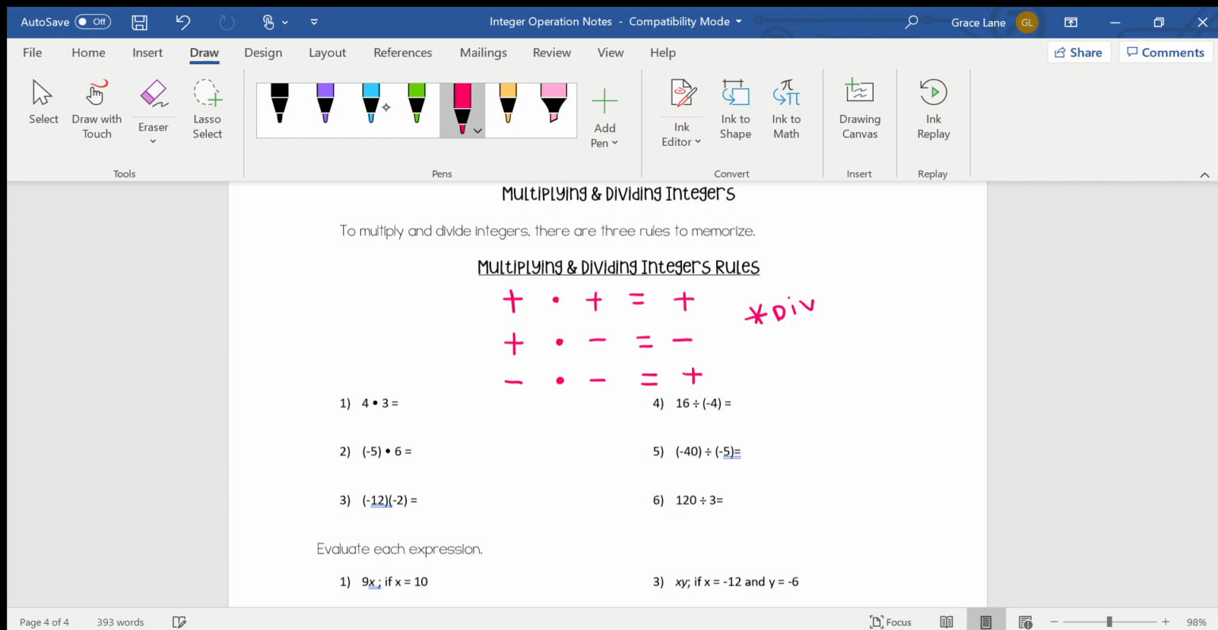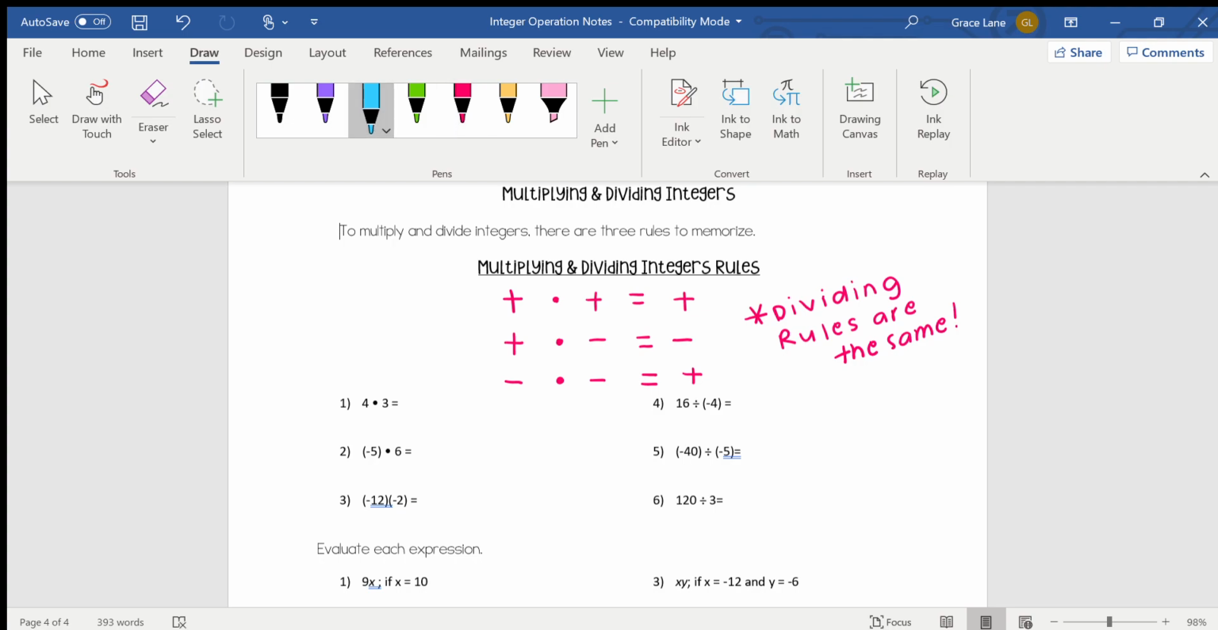And so if you think about this, anytime you multiply or divide, if the two numbers have the same sign, your answer will be positive. If the two numbers that you're multiplying or dividing have a different sign, the answer will be negative. I only wrote the rules for multiplying, but the rules for dividing are the same.